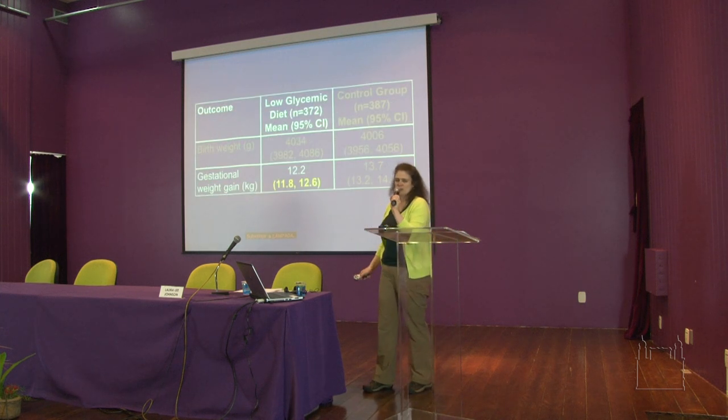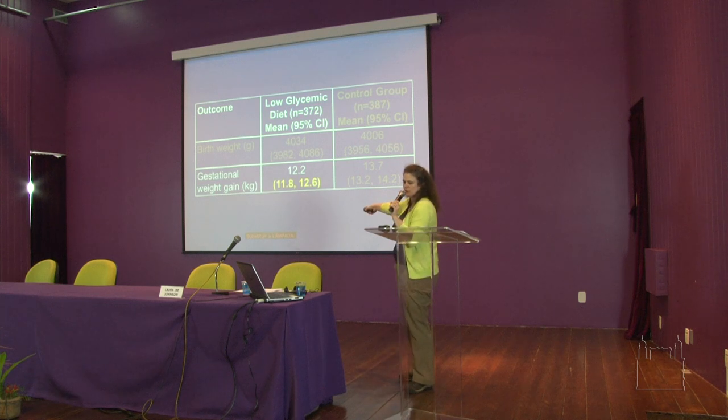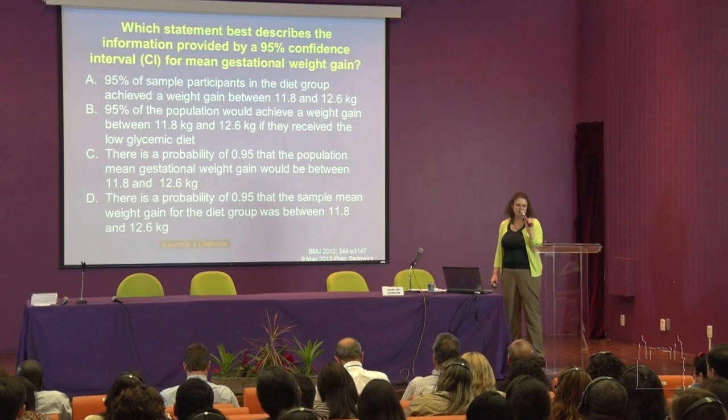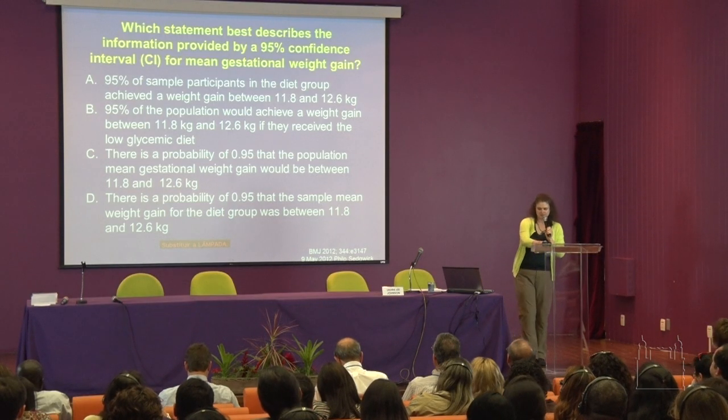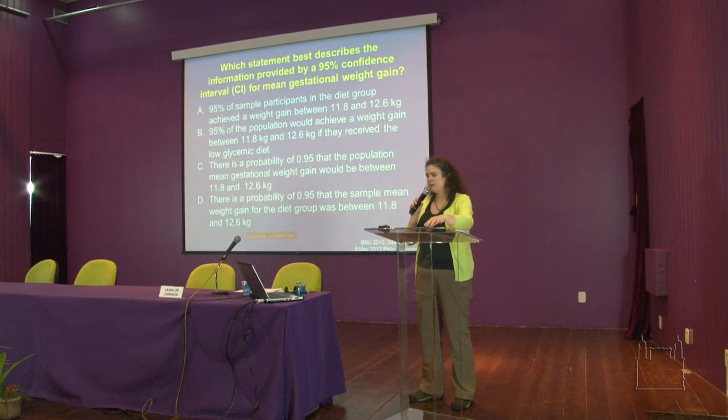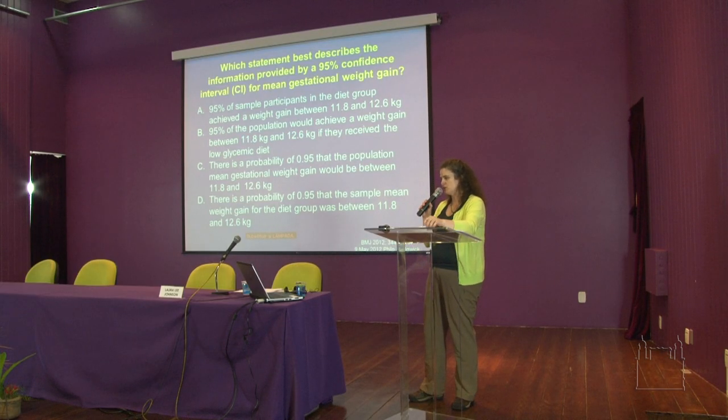So now let's focus on the little confidence interval for the gestational weight gain for people that were in that low glycemic diet group. How do we interpret 11.8 to 12.6? We're going to go through each of these statements, A, B, C, and D, separately. Which of these statements best, I'm not saying perfectly, but best describes the information provided by a 95% confidence interval?